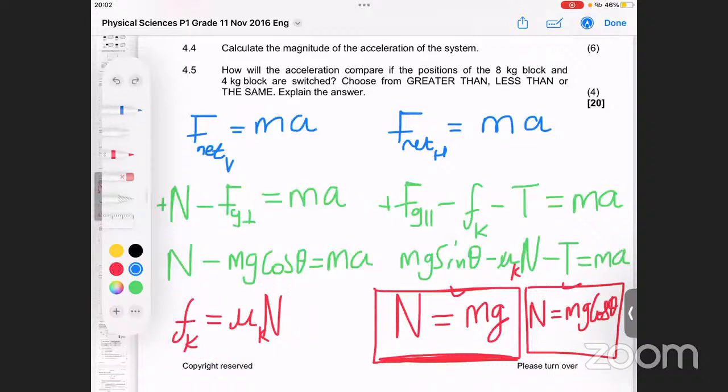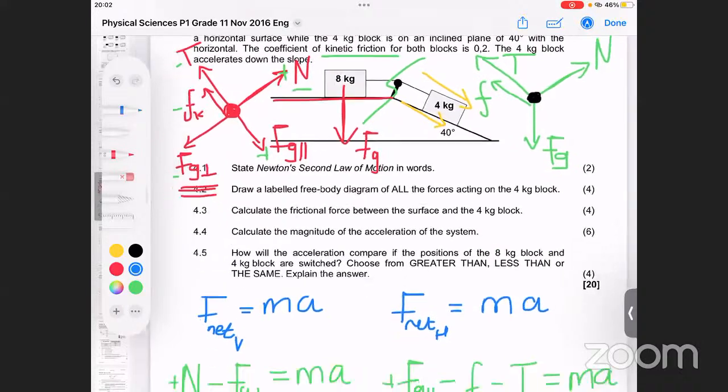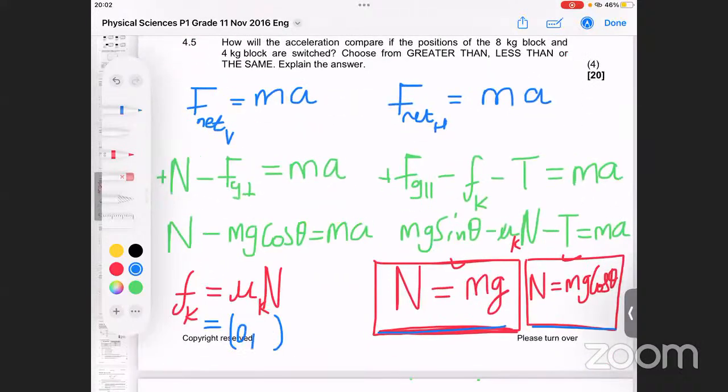How are we going to go about that? Let's agree, do we not have this value? We do have it. What about N? Between these two formulas, which formula are we going to choose? Because we already know that our mu is 0.2. But in terms of N, which formula are we going to use? Are we going to go for the one for mg or the one for mg cos angle?